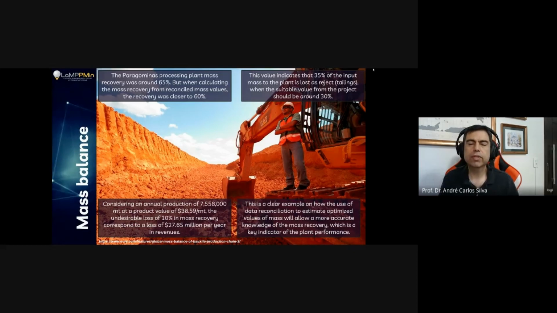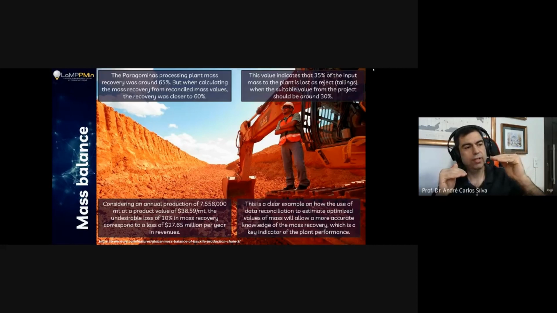So this number indicates what? Instead of having 35% of their material go into the tailings, they would actually have 40%, but the plant was designed to have a mass recovery of 70%. So take a look at this. At the beginning, it should be only 30% of the material going to the tailing dams. Then at the end of the construction, they came up with this number of 35, but actually they are delivering 40% to the tailing dams. So what's the problem with that?